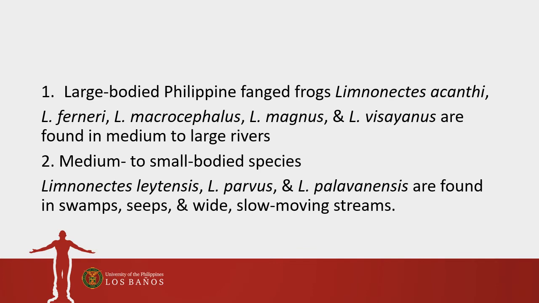So for example, the large-bodied Philippine fanged frogs Limnonectes acanthi, Limnonectes furneri, Limnonectes macrocephalus, and Limnonectes magnus and visayanus are found in medium to large rivers. And then the medium to small-bodied species, for example Limnonectes leytensis, Limnonectes parvus, and Limnonectes palavanensis are found in swamps, seeps, and wide, slow-moving streams.